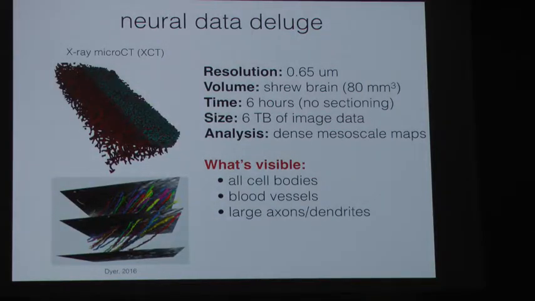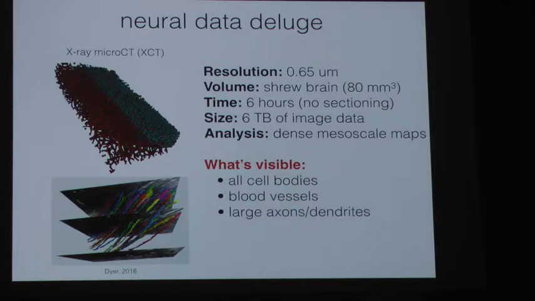And so what I'm going to talk about today is a slightly different approach that we've been using, and it's complementary to these other types of modalities that I just described. In particular, what we're using is X-ray microtomography, which I'll get into the details of. What we're able to see with this are all of the cell bodies, so both neurons, also glia, interneurons as well. We're able to resolve the blood vessels as well, so it gives us information about both the vasculature and the cell bodies within the volume. And we're also able to resolve large axons and dendrites.